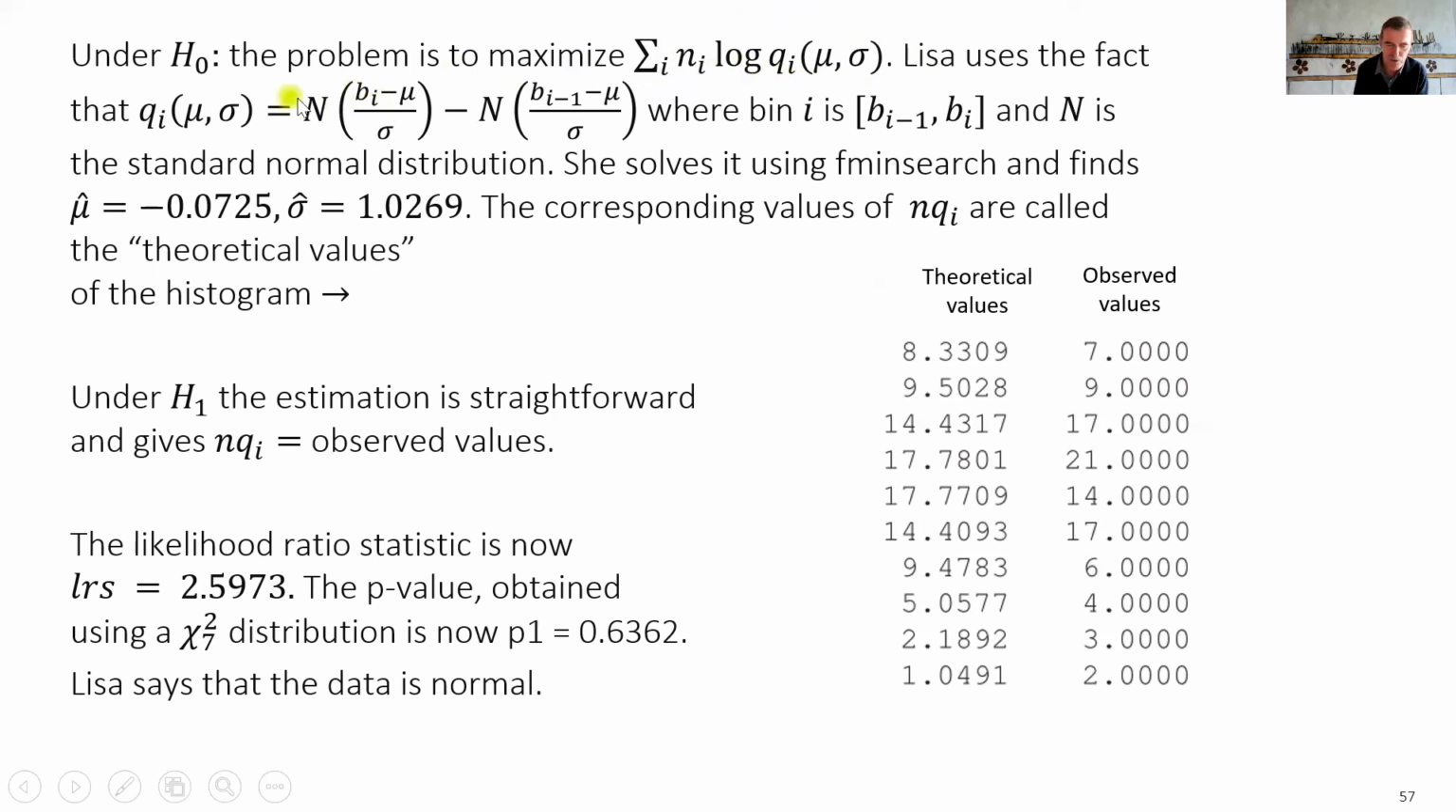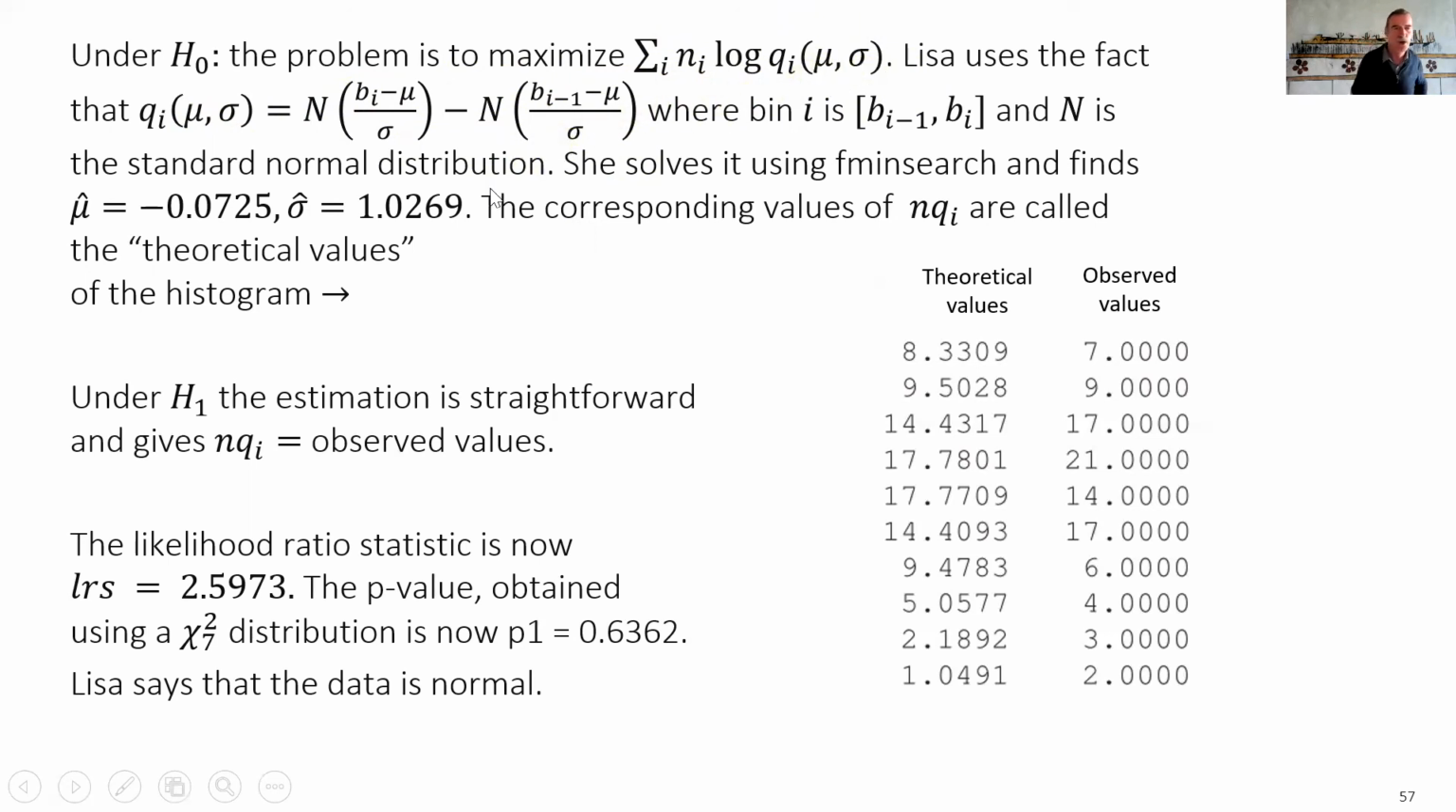And as I said before, the Qi is equal to the difference of the CDF at the bin boundaries, the bi's, minus the bi's here. So that becomes: maximize the sum of Ni log of this function. It's an ugly function, but the number of parameters is not too large. We have only two parameters, mu and sigma.